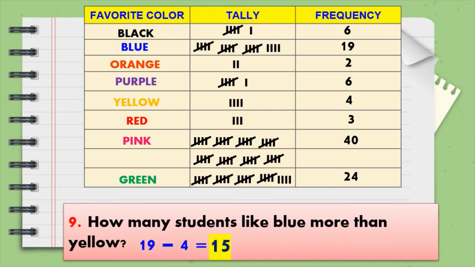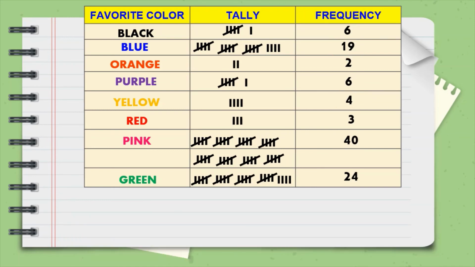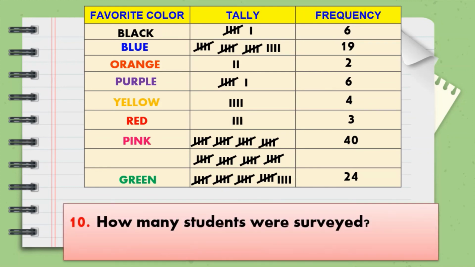Next, how many students like blue more than yellow? 19 minus 4, that is 15. So 19 yung blue, 4 yung yellow. So 19 minus 4. How many students were surveyed? All in all, that is 104.